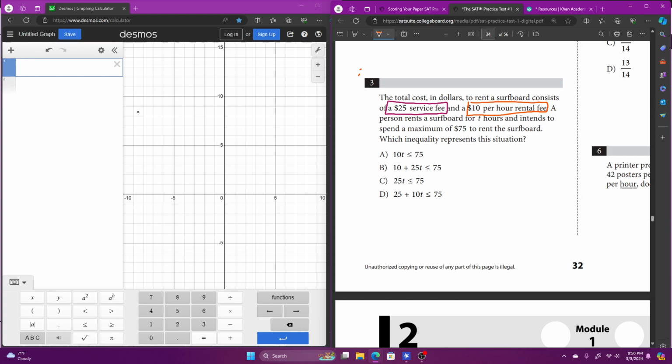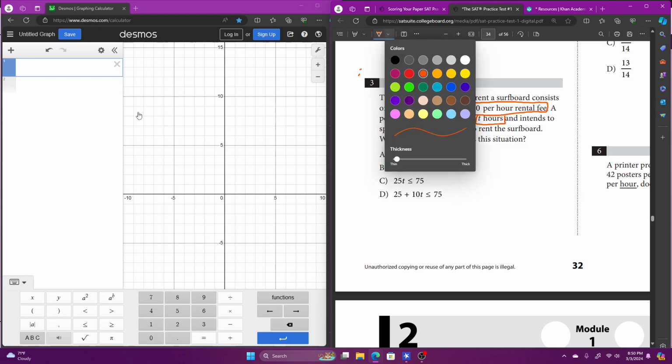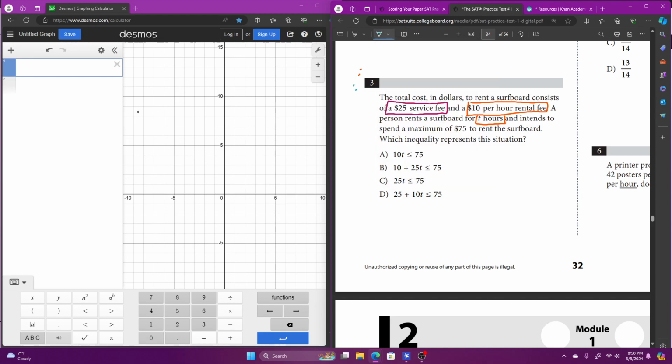A person rents a surfboard for T amount of hours and intends to spend a maximum of $75 to rent the surfboard. Which inequality represents the situation? So when we look at our multiple choice questions, all 4 of them have the maximum of $75, exactly the same, so we don't have to think about that too much.